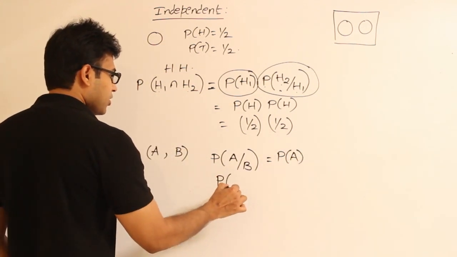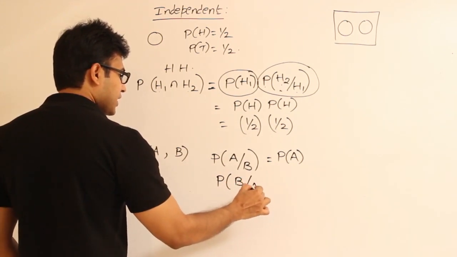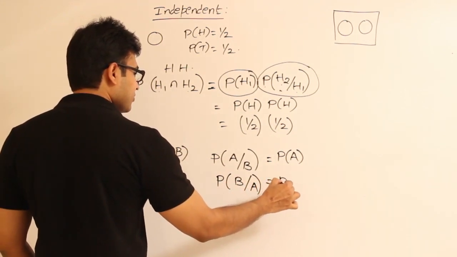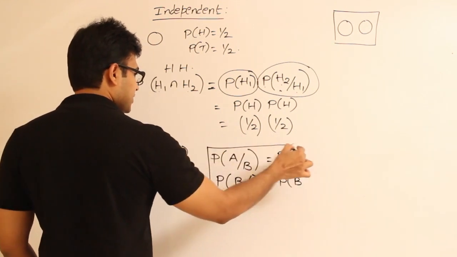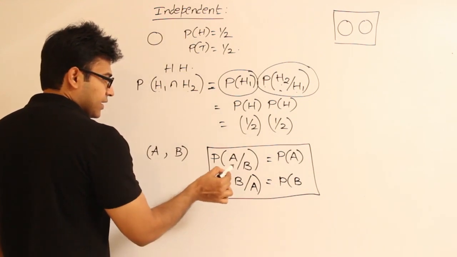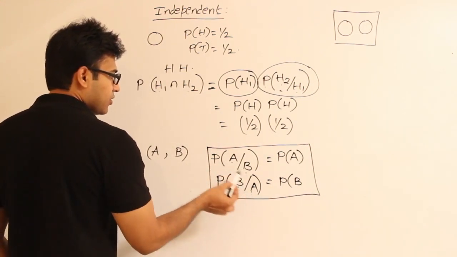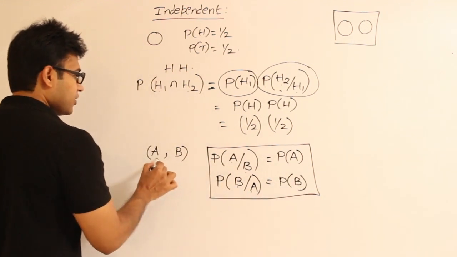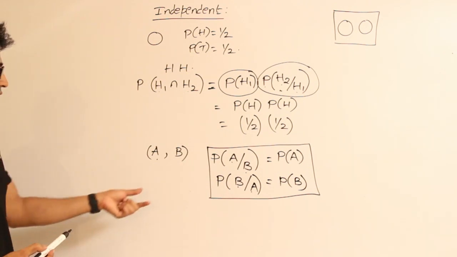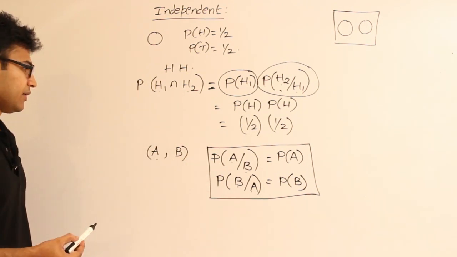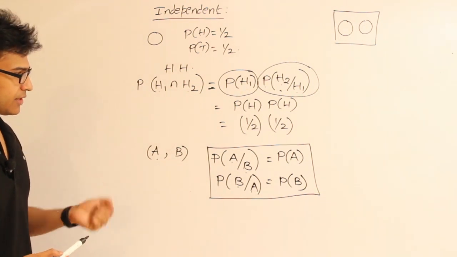Similarly, the probability of B happening, given that A has already happened, will still be the probability of B happening, right? Which means here A is independent of B and here B is independent of A. So if A and B are two independent events, then these two formulas will be valid. Now, in the light of these new formulas, let's examine that multiplication theorem.